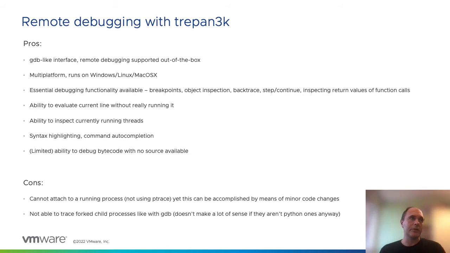Another disadvantage of Trepan is that, unlike GDB, it is not able to trace any forked child processes. So, for example, if your Python program executes some external command, it won't be able to trace the command itself. However, Trepan is a Python debugger, and in case your executed command is not a Python program, it doesn't make a lot of sense to debug it with a Python debugger anyway.